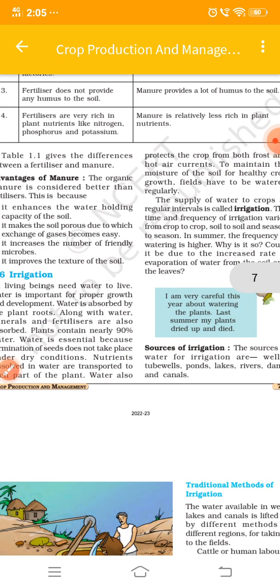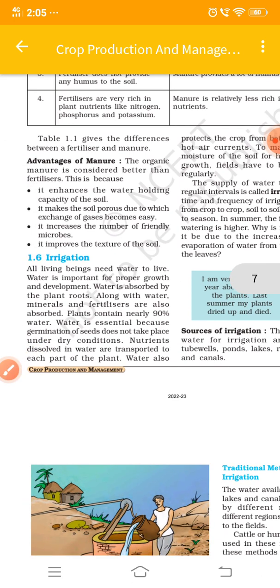Now see, advantages of manure. The organic manure is considered better than fertilizers. This is because it enhances the water holding capacity of the soil. Yeah, that's right. It makes the soil porous, due to which the exchange of gases becomes easy. Does it? Yeah, it makes the soil porous. Okay.